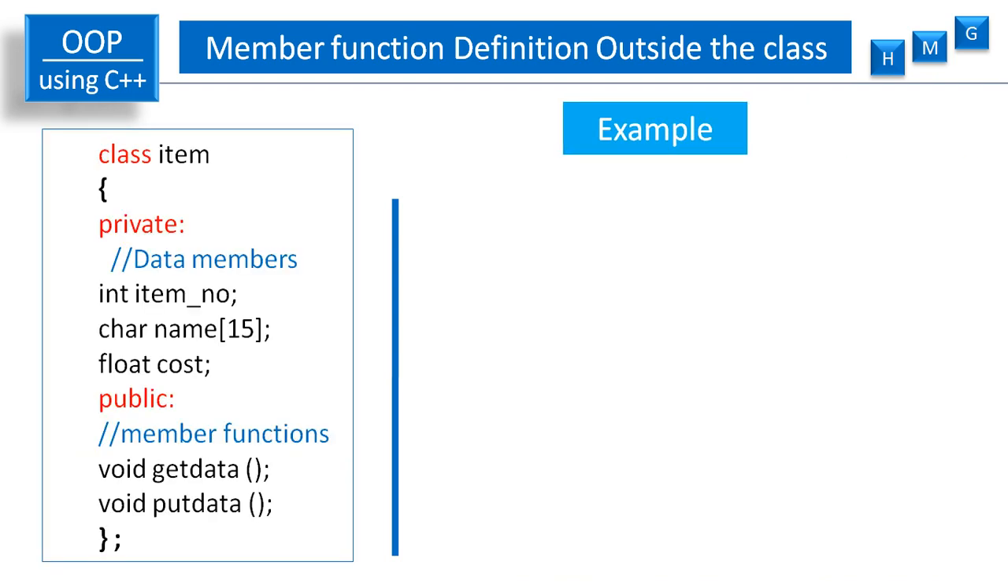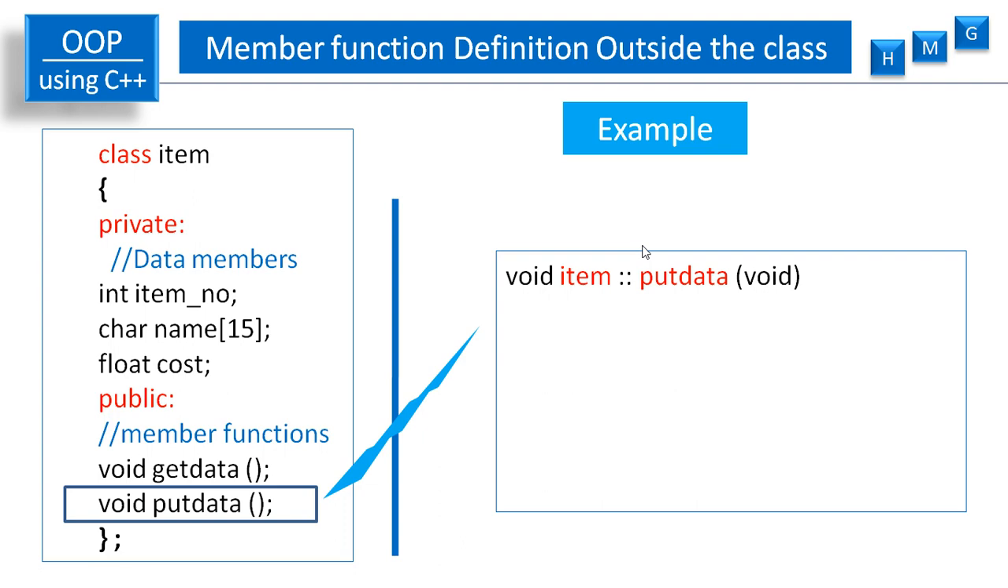So in this class declaration we have studied this get data definition. Now let us go for put data definition. So again here void is the return type, item is the class name, put data is the function name, and void within parenthesis arguments. So here this line indicates that put data is the member function which is a member of item class. It is returning nothing, that is a void function. It is not accepting any arguments.